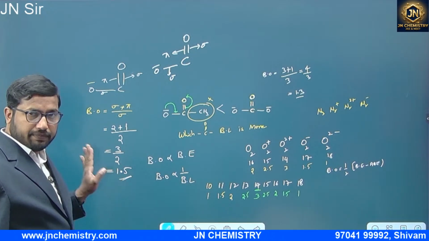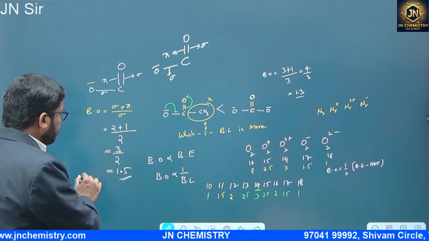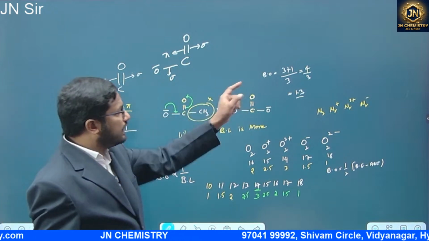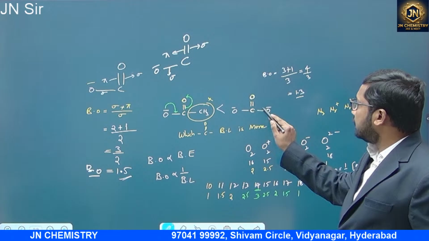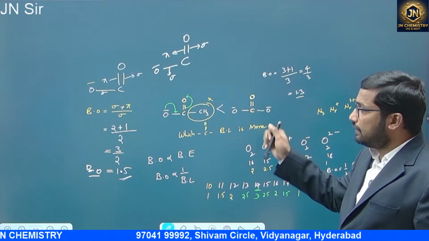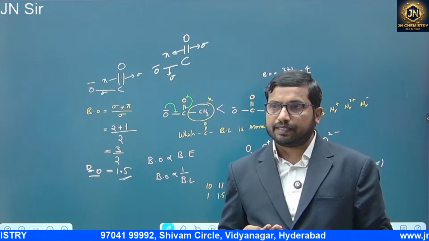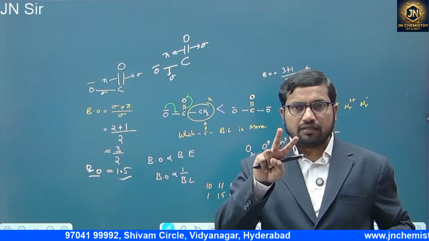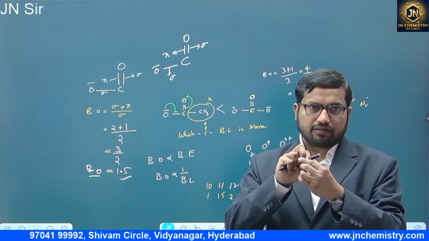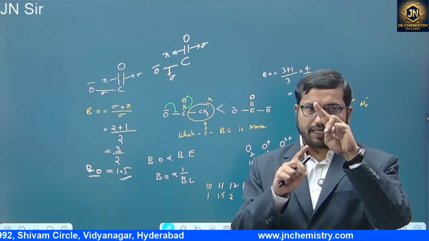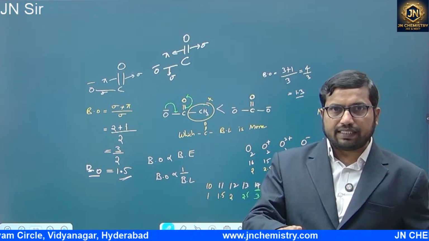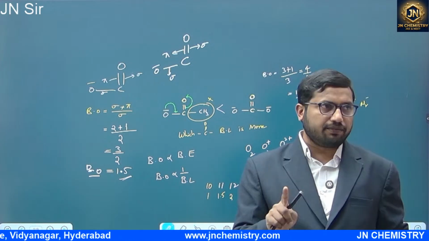That gave us the bond order. Now calculate for this molecule also. In total, how many sigma are there? This is sigma, sigma, sigma, 3 sigma. And how can we identify the pi bond? When a double bond is there, one is pi bond and one is sigma bond. When a triple bond is there, one is sigma bond and 2 are pi bonds. When only a single bond is there, obviously that is a sigma bond.